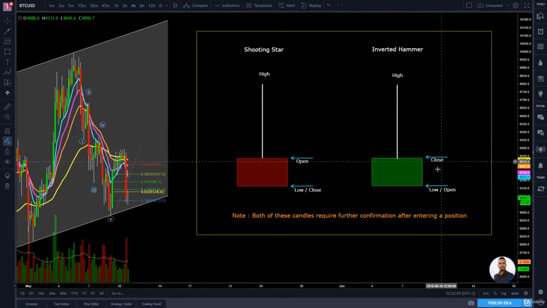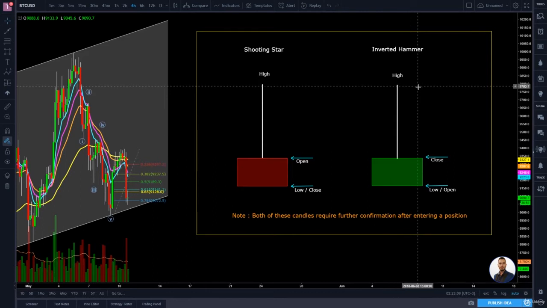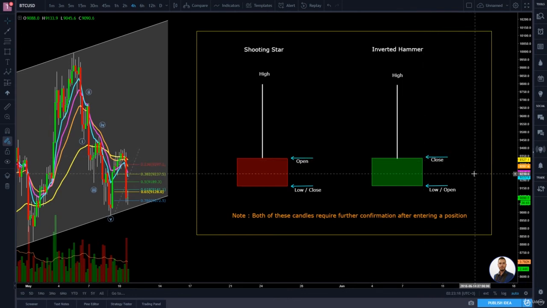The inverted hammer looks exactly the same as the shooting star, but it forms at the bottom of a downtrend. After a downtrend, the long upper wick indicates buying pressure. However, the bulls were not able to sustain this buying pressure and prices closed well off the high, creating this long wick. Because of this failure, bullish confirmation is required before entering a buy position. An inverted hammer followed by a long green candle with high volume can signal a bullish confirmation.